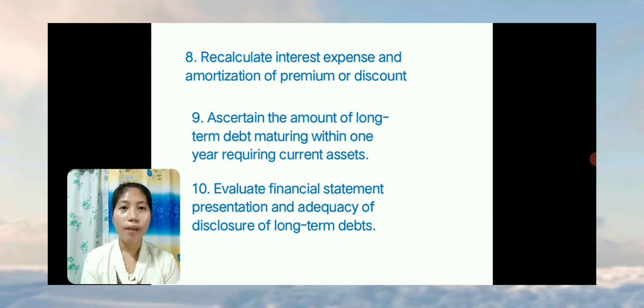Last, evaluate financial statement presentation and adequacy of disclosure of long-term debts. Classification of debts by types, such as secured or unsecured, currently maturing or long-term, should be followed in the presentation of liabilities. Secured liabilities and pledged assets should be cross-referenced to one another with an explanation in the notes to the financial statements. And that would be the last part of my report.